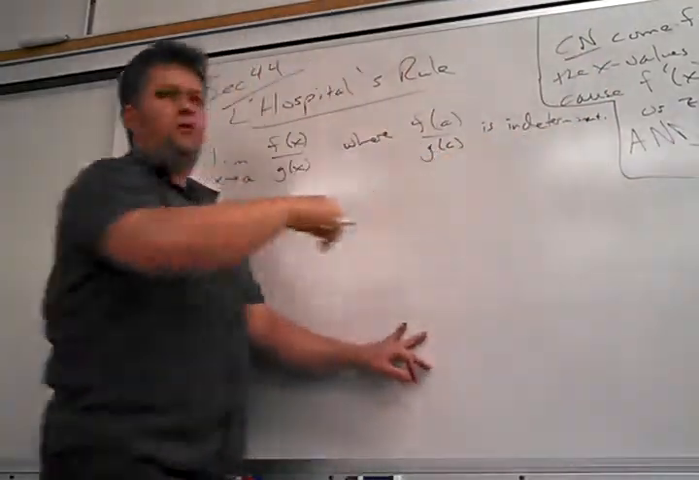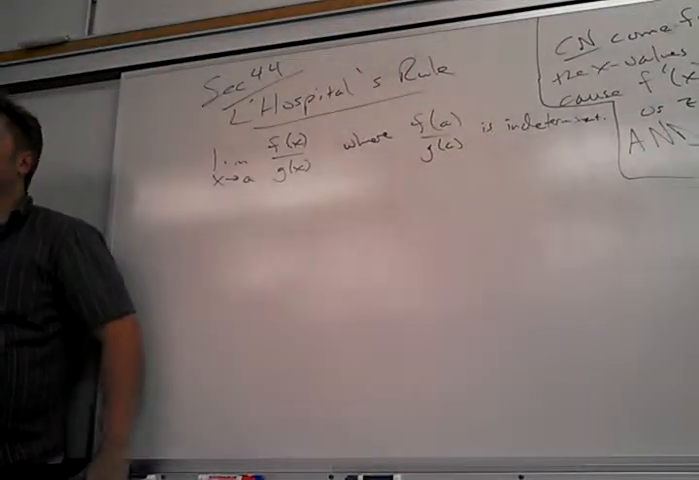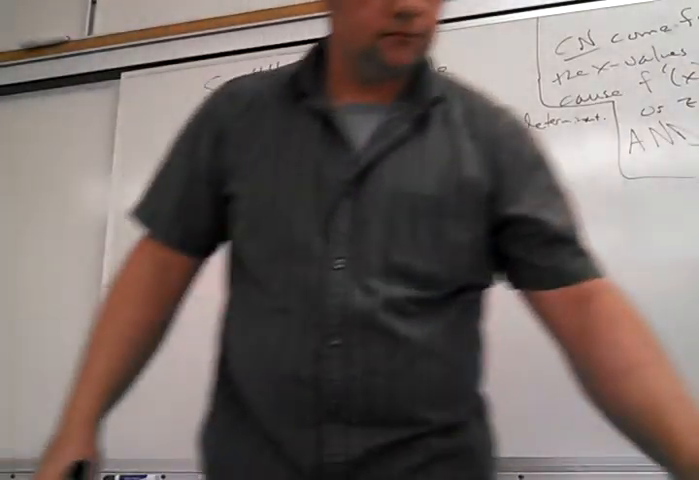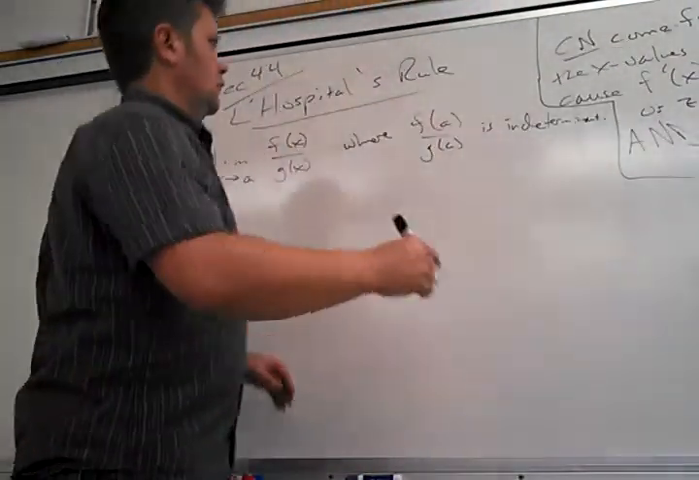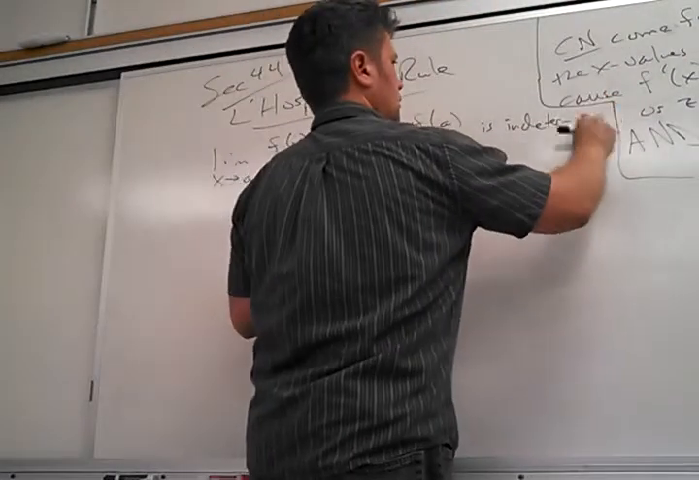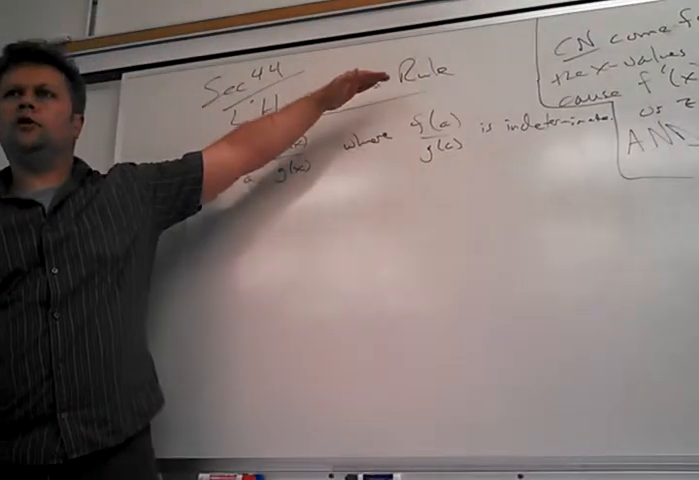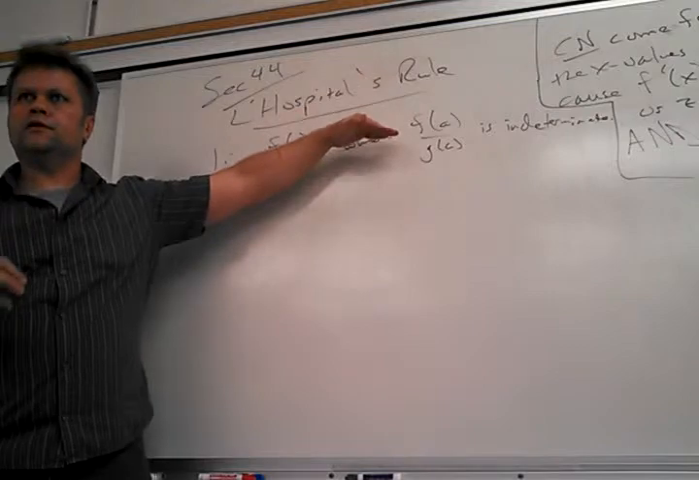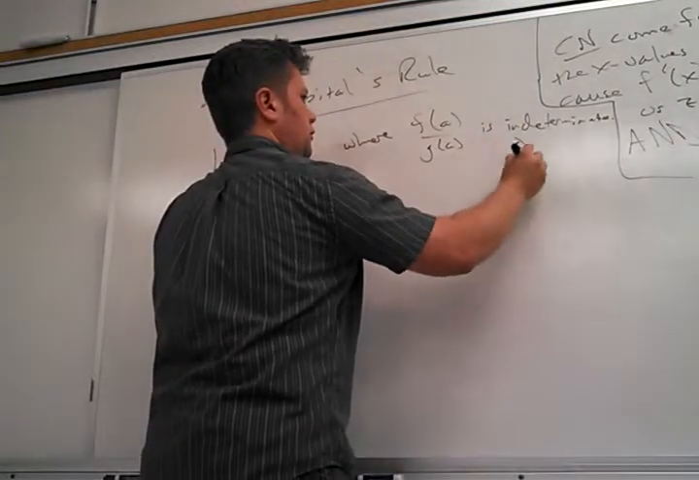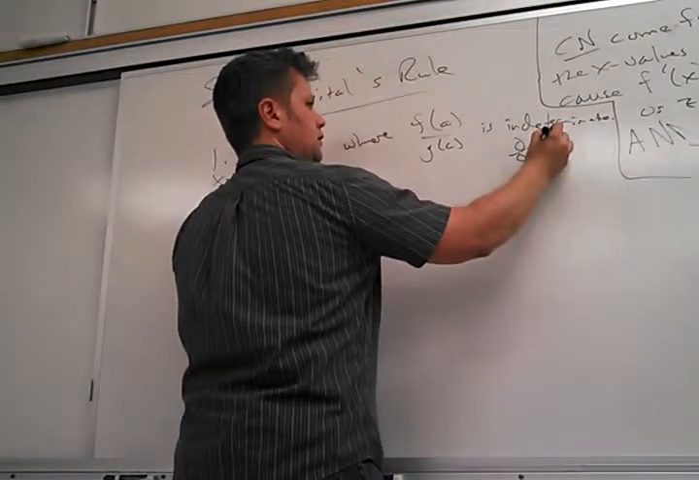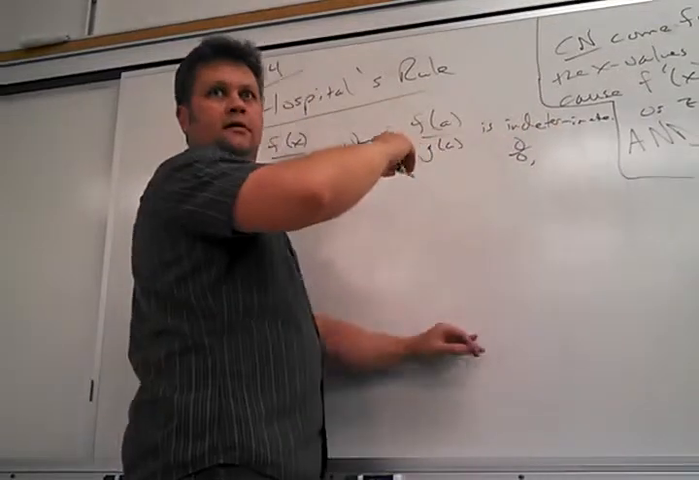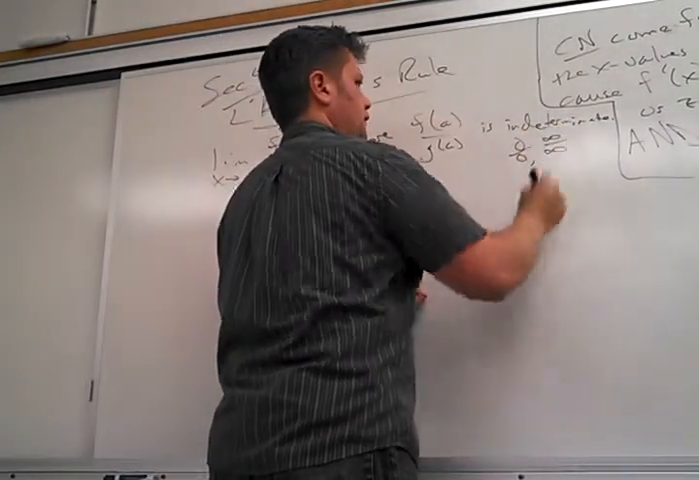So I've used that word before. Who can remember what it means to be indeterminate? 0 over 0. Yeah, it could be in what form? 0 over 0. All right, so that's one indeterminate form. What else? Infinity over infinity. I love it.